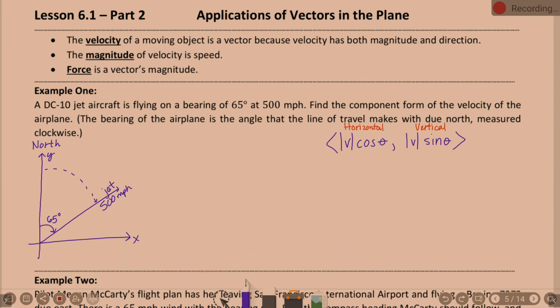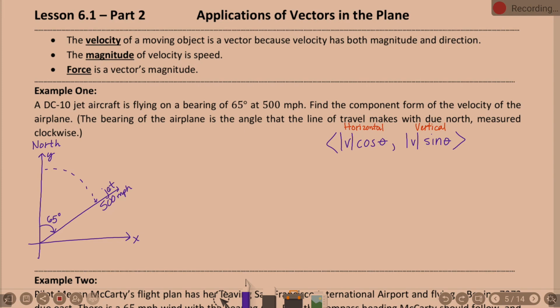Now, so we need the absolute value of V. So we need magnitude, and we need a direction angle. We need theta. Direction angle is probably the easier one. Well, no, the magnitude is the easiest, but I have to explain that.